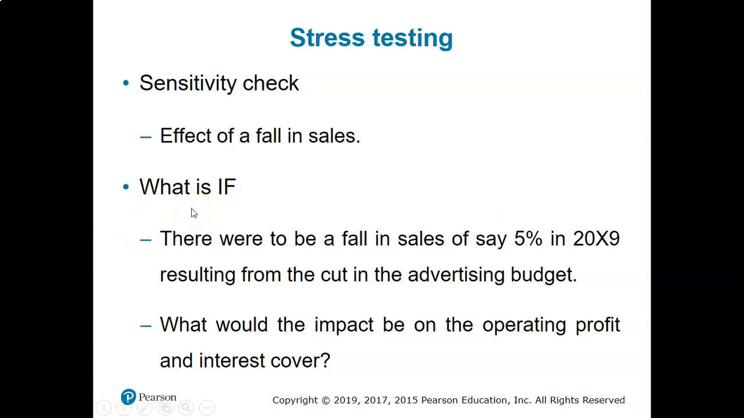So what is the if? Say there were to be a fall in sales of 5%. If sales decrease 5% in 2019, what will happen to profitability? Why do sales decrease? If we cut the advertising budget, then sales decrease 5%. Then what are the implications of this 5% decrease in sales on the operating profit and interest cover of the organization?